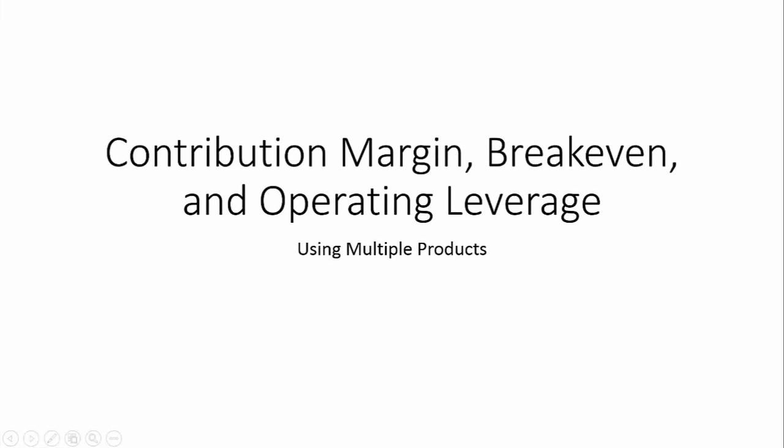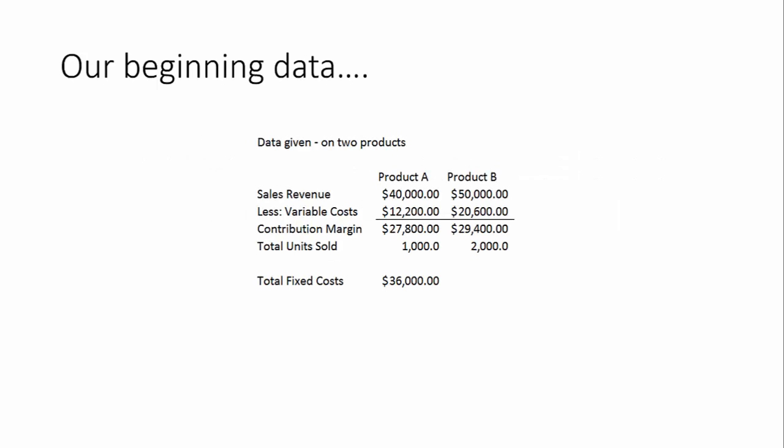In this video, we will be revisiting contribution margin, break-even, and degree of operating leverage, but this time, instead of using a single product, we will use multiple products. Here is our scenario. We have a product A and a product B. Product A has the sales revenue you see on the screen, less variable costs, equals contribution margin, and we have a total units sold for each product and a total fixed costs for the company.